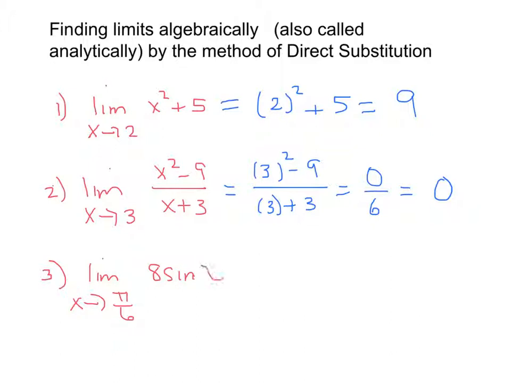Okay, this is the point where if you don't remember your trig, you need to stop this video, because when we do a substitution, we're going to get 8 times the sine of pi over 6. And if you don't remember what the sine of pi over 6 is, go back and look at my notes for pre-calculus review of trig. Pause the video and come back. Okay, I'm assuming now you've got the answer. The sine of pi over 6 is 1/2. So 8 times 1/2 is 4, and this limit is 4.